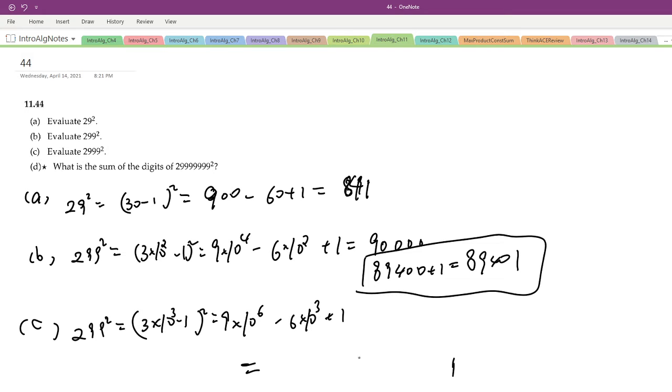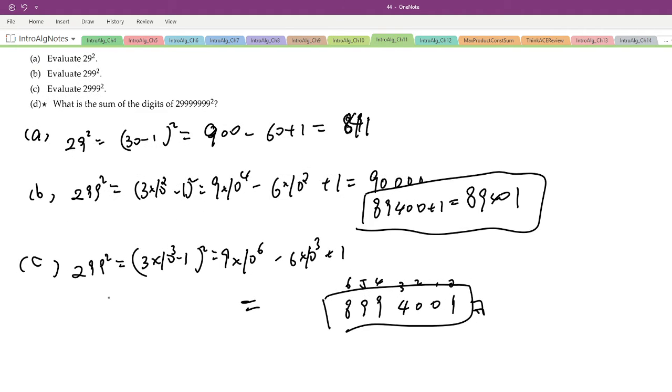And the 10 to the 3, so this is 0, 1, 2, 3, right? So this one is 4, 4, 5, 6, right? So it's 8, 9, 9, 4, 0, 0, 1.